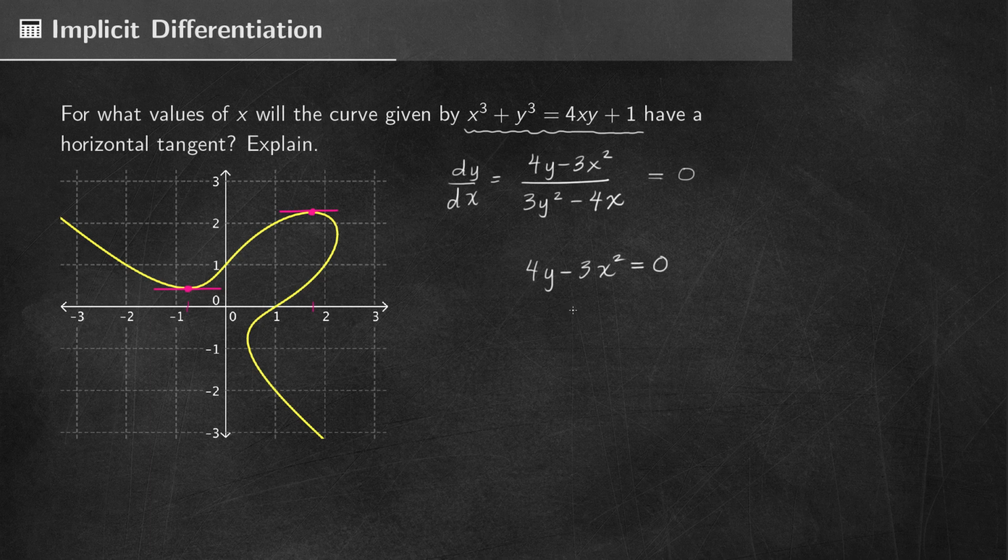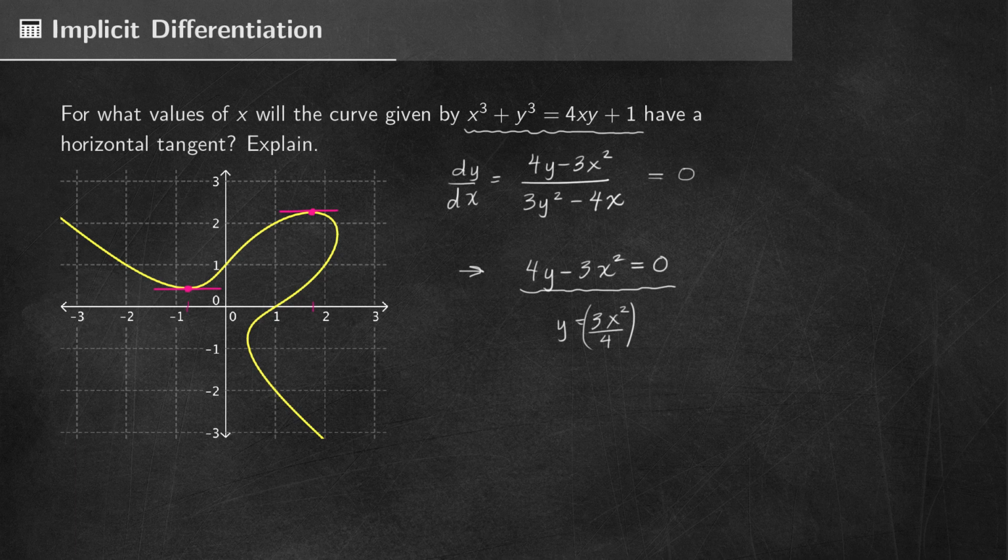Now, in order to solve our system, we're going to use substitution. So you choose one of your equations. It doesn't matter which one, this one or the other one. You pick one of your equations and solve for one of your variables. Well, in the original equation, it looks like it's going to be pretty difficult to try and solve for x or to try and solve for y. So let's go with our new equation and solve it for y. I'm going to get 4y equals 3x squared, so divide both sides by 4. We get y equals 3x squared over 4.